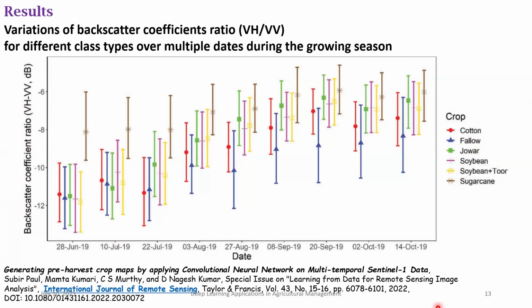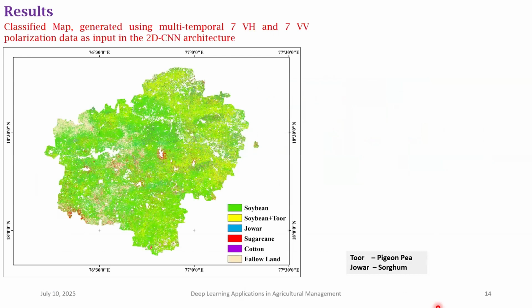Cotton fallow is no crop, or basically no crop does not mean that it is fallow. In my terminology here, it could be urban area also. Anything that is non-crop area, I left it in one group. Okay, so if we try to use this data set and come up with a classified map, this map is showing, as you can see, it's predominantly green, and that green is soybean crop. Okay, and then we have other crops.